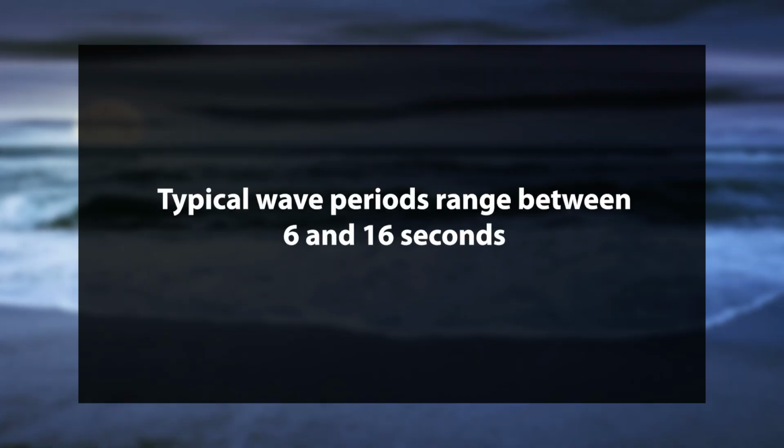Typical wave periods range between 6 and 16 seconds. The frequency, also designated by f, is defined as the number of crests passing a fixed point, a fixed location, per unit of time, and is the inverse of the period. Frequency is equal to 1 by period.